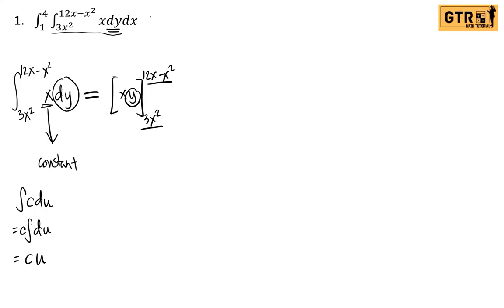Okay, so therefore balik na tayo dito. So we have integral, wala na tong integral na evaluate na natin dito. So we have 1 to 4 and then we have xy and then lower limit 3x squared, upper limit is 12x minus x squared, and then dx. Okay, so now let's evaluate the 3x squared. Substitute natin upper limit and lower limit dito sa value ng y.